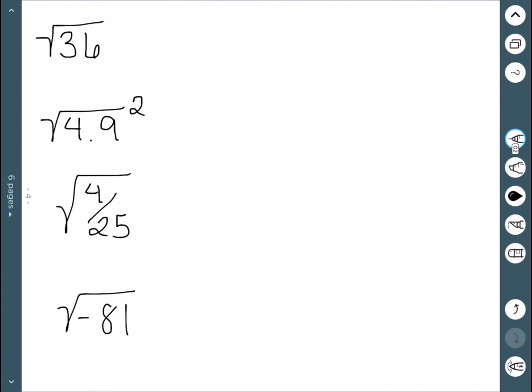So let's do some examples. The square root of 36: we want to know what number times itself is 36. Well, 6 times 6 is 36. The square root of 4.9 squared: the square and the square root will cancel, and we just have 4.9. The square root of 4 over 25. Well, we know the square root of 4 is 2, and the square root of 25 is 5. And we can see that 2 over 5 times 2 over 5 is 4 over 25.